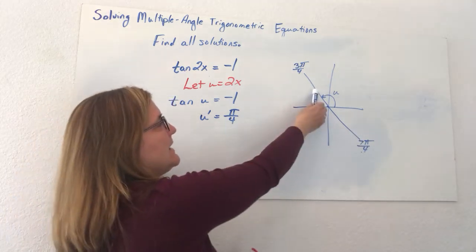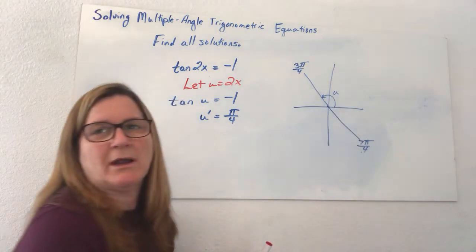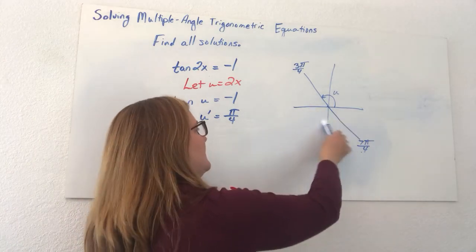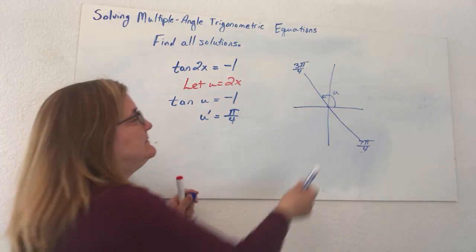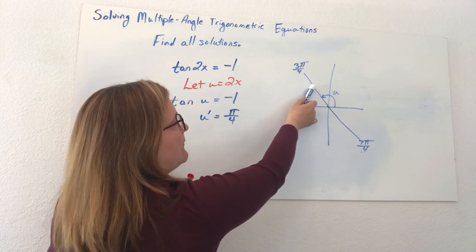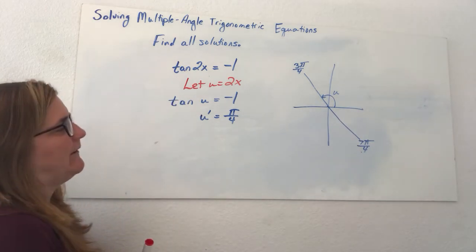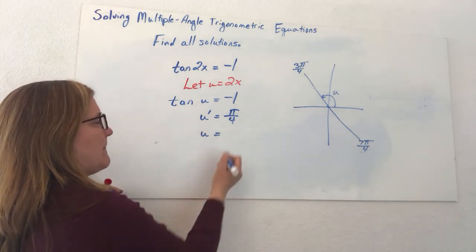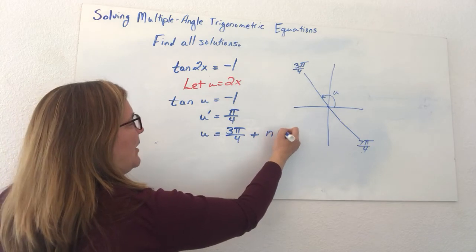But remember, instead of taking 3 pi over 4 and adding multiples of 2 pi, and similarly doing the same thing with 7 pi over 4, we could instead use this 3 pi over 4 and add multiples of pi: 3 pi over 4 plus pi, plus pi, plus pi. So the solution is 3 pi over 4 plus n pi.